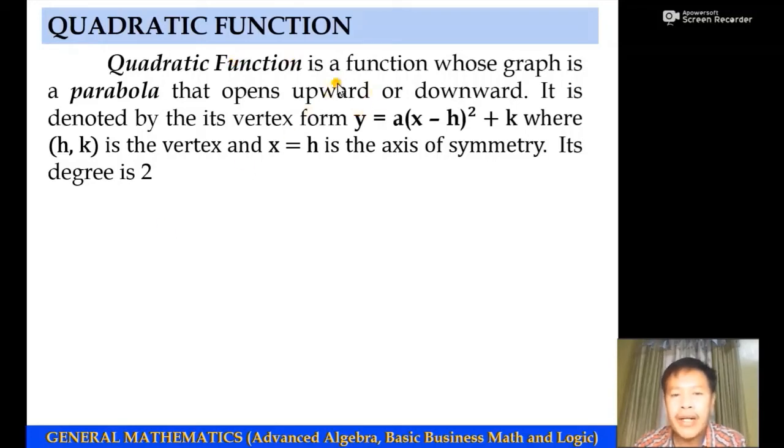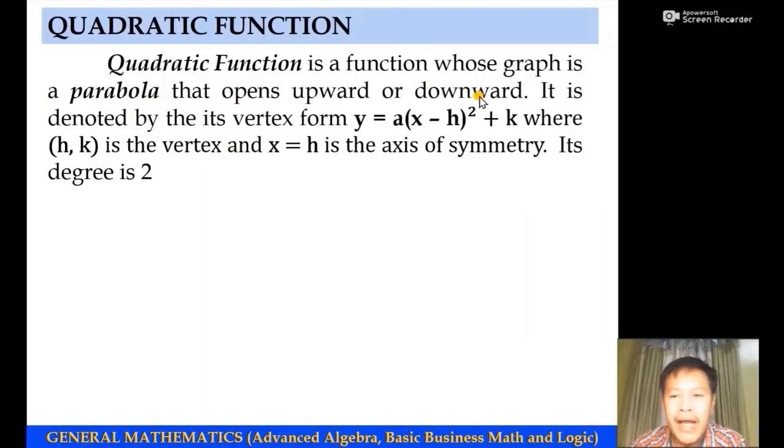Because if we apply the vertical line test, the line will not intersect the parabola in 2 points. We have another two types of parabola. We have a parabola that opens to the right. If we apply the vertical line test, that parabola intersects the vertical line at 2 points. That is no longer a function. And we also have a parabola that opens to the left.